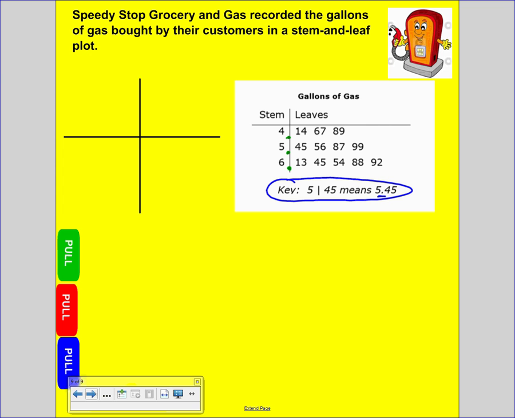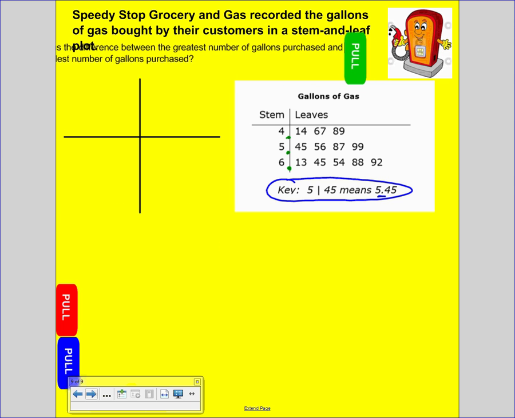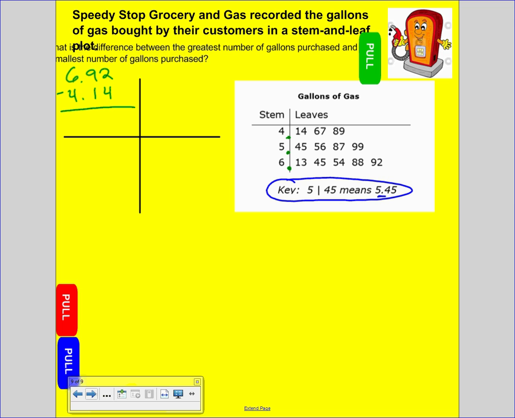So let's look at these 3 questions real quick. What's the difference between the greatest number of gallons purchased and the least number of gallons purchased? Well, our greatest number is going to be 6 and 92. That's green, so let's use green. And the smallest is 4 and 14. So subtracting that out gives me 2 and 78 hundredths.